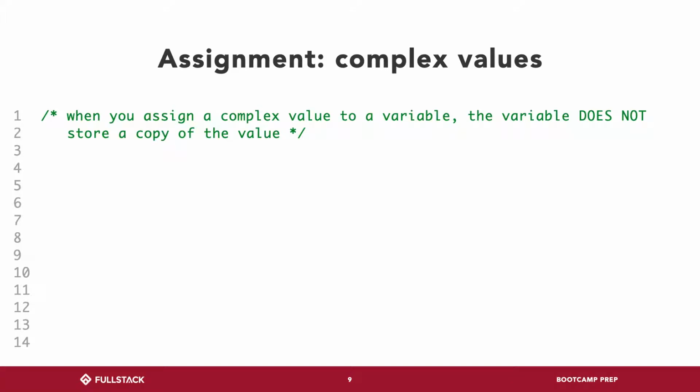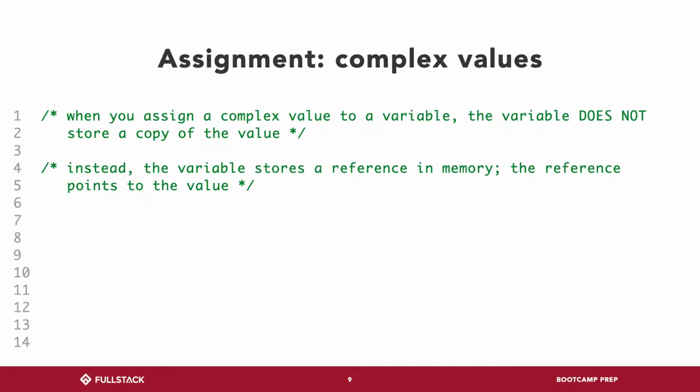So now, when you assign complex values to a variable, the variable does not store a copy of that value. Instead, the variable stores a reference in memory. The reference then points to a value. And this happens with arrays, objects, and functions, okay?